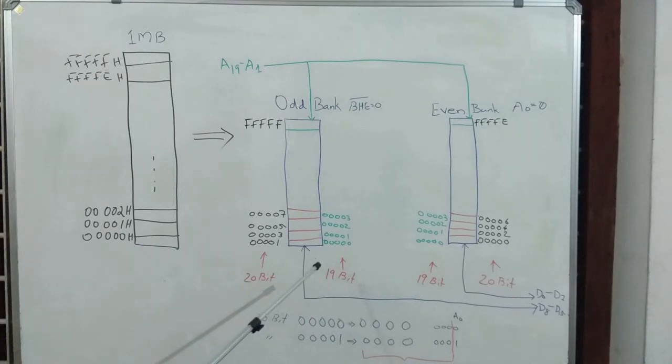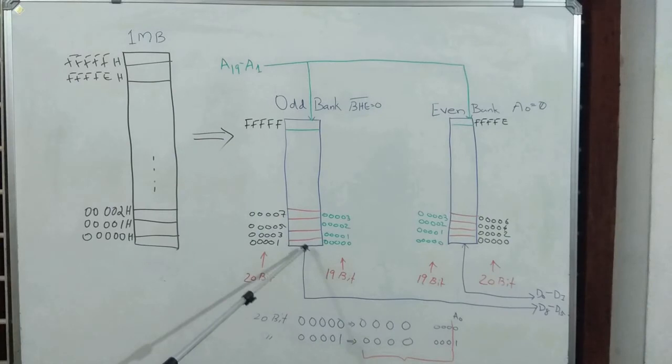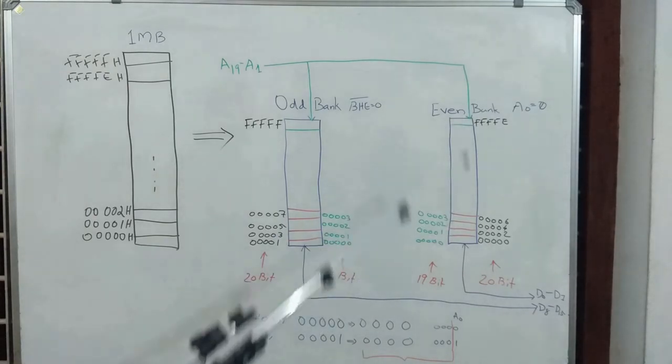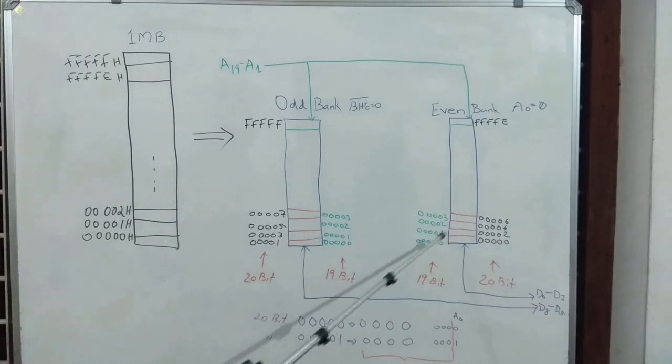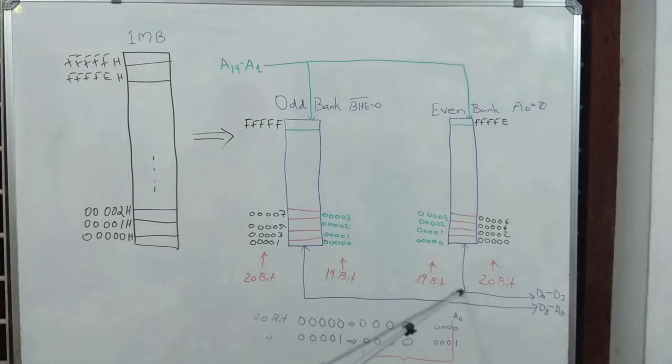So first it has to put the odd address over the address lines and make BHE bar equal to 0. Then the data from the odd address location will appear on D8 to D15. After that it has to put the even address over the address lines and make BHE bar equal to 1. Then the next byte of the word will be selected and the data from that byte will be available over the lines D0 to D7. And suppose A0 equals 1 and BHE bar equals 1, then nothing will be selected.